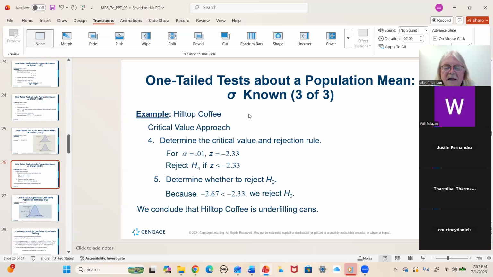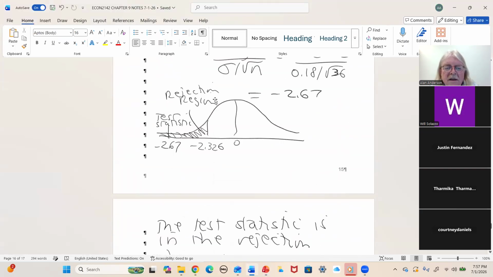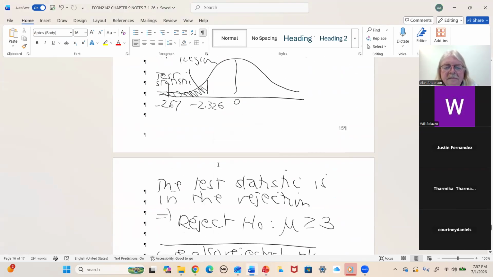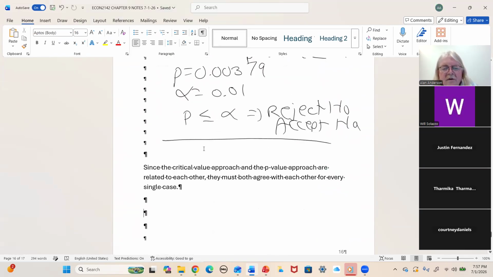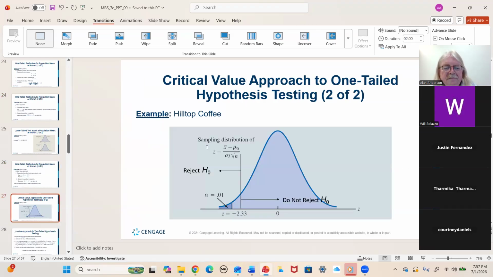So, yeah, this is what we did before. So, there we go. That's the test statistic critical value approach. This one was the p-value approach.